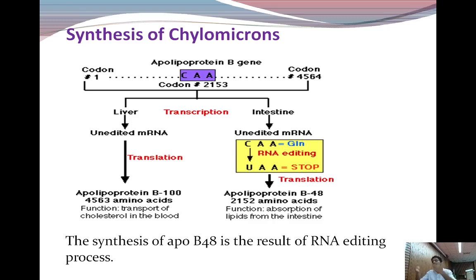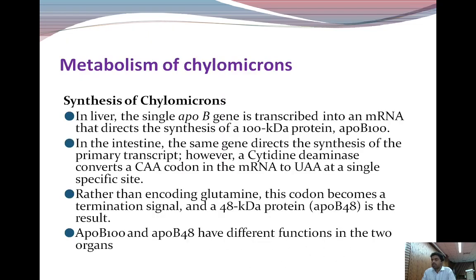But the gene and mRNA for both ApoB100 and ApoB48 is the same. Once you see this slide one or two times, you will be able to understand how from the same gene and the same mRNA, two different lengths of protein are formed. That's why the synthesis of ApoB48 is the result of RNA editing. Okay, now we saw that one very important component of chylomicron has formed, ApoB48, right?